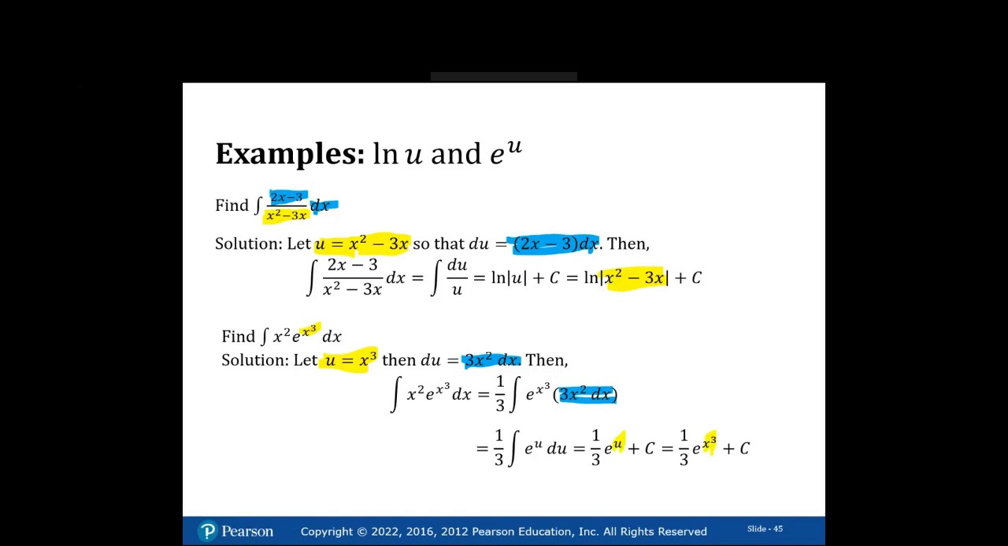We have a final answer. And remember, again, we don't need that 1/3 on the c, right? Because c is just some constant. It doesn't matter what it is. Every type of constant being added just gets thrown into that c. Throw it all into the c.